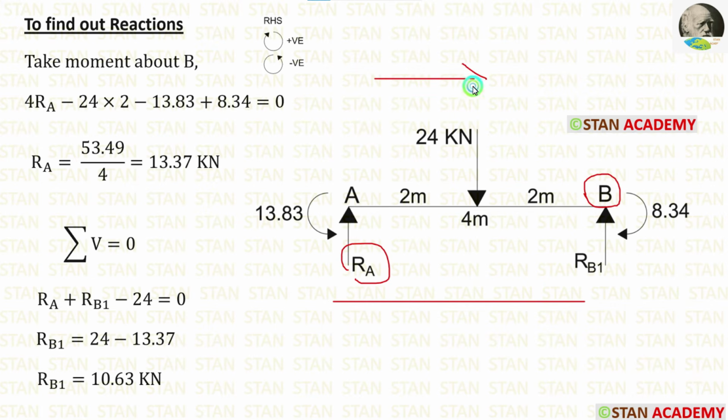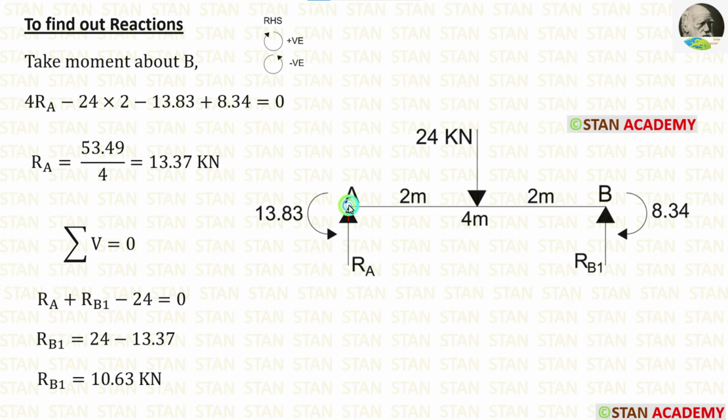In this case I am moving towards right hand side. Clockwise will be positive and anticlockwise will be negative. The vertical reaction RA is acting towards the point B in the clockwise direction, so it will be positive and the distance is 4, so 4 RA. The point load is acting towards the point B in the anticlockwise direction, so it will be negative and the distance is 2 meter, so minus 24 into 2.